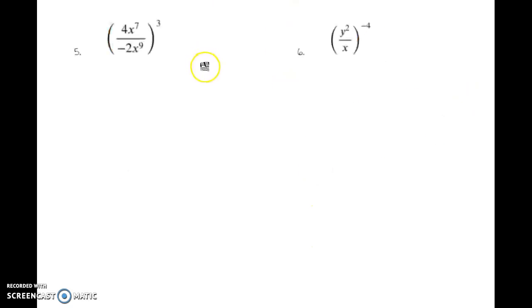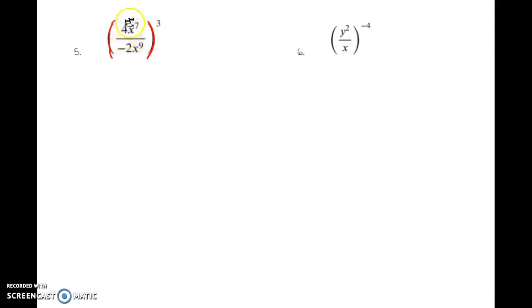Again, if you're feeling brave and you want to try them out on your own, go for it. Number 5, let's see, inside the parentheses, all of this is the base to the 3. Now, I could jump ahead and I could just start cubing this, so I can multiply this together 3 times.